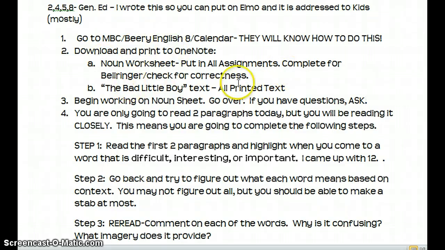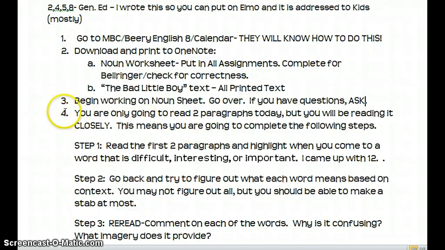Once you're finished with the bell ringer, you guys will go over it. And if you have any questions, ask, because it's important that you understand the difference between plural nouns and possessive nouns. And also that you know how to spell them, or at least figure out how to find the proper spelling of especially plural nouns.